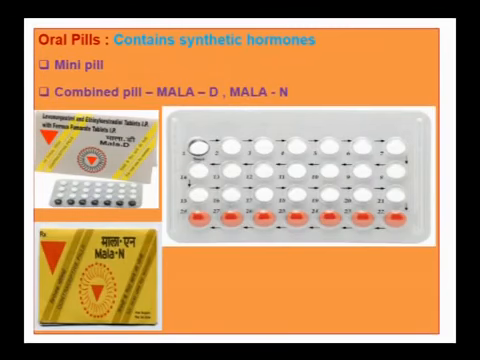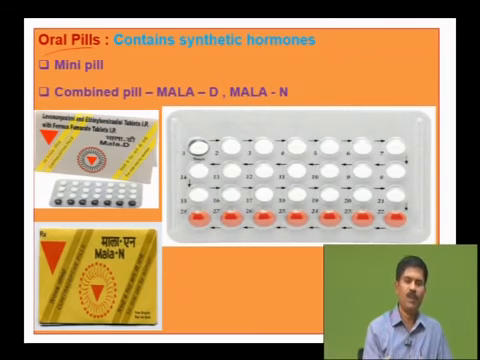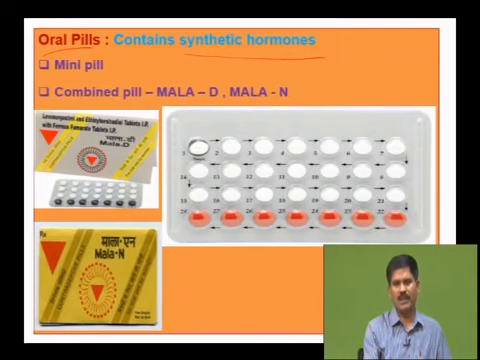Oral pills. The contraceptive pills that are taken orally in the form of tablets are called oral pills. So they contain synthetic hormones like estrogens and progesterones. There are two types of oral pills, namely mini pills and combined pills. Mini pill contains only progesterone, whereas combined pills contain both estrogen and progesterone.